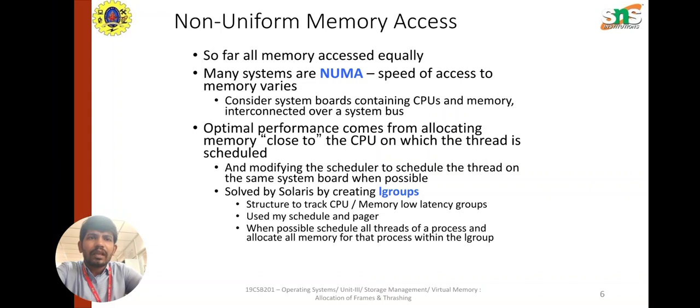Next one, non-uniform memory access. Not all memory is accessed equally in non-uniform memory access. In the current generation, many systems use NUMA, where the speed of access to memory varies. The system consists of boards containing CPUs and memory, interconnected over a system bus. Optimal performance comes from allocating memory close to the CPU on which the thread is scheduled, and modifying the scheduler to schedule the thread on the same system board when possible.